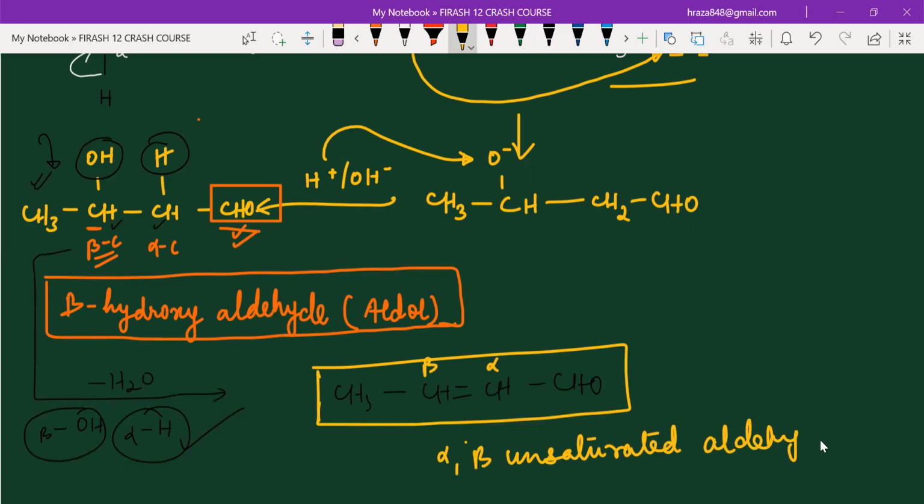Are you getting my point? Yeah. And if it comes from ketone, then it will be beta hydroxy ketone and the name will be ketone. And here it will be alpha beta unsaturated ketone. So it's quite easy, very, very easy, I think, right? Right. Yeah. Let me know when you're done with this.